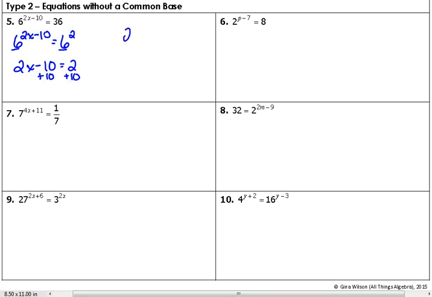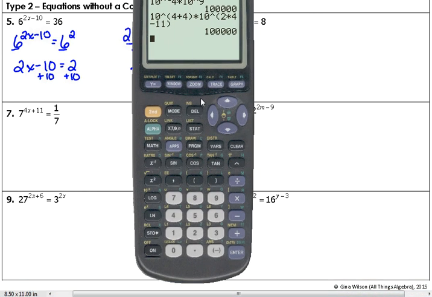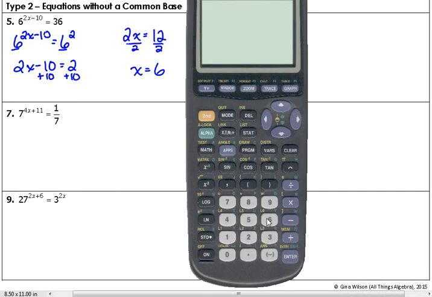And then we add 10. 2x is equal to 12. Divide by 2. X is equal to 6. Check it. 6 raised to the parentheses 2 times 6 minus 10. It's 36.